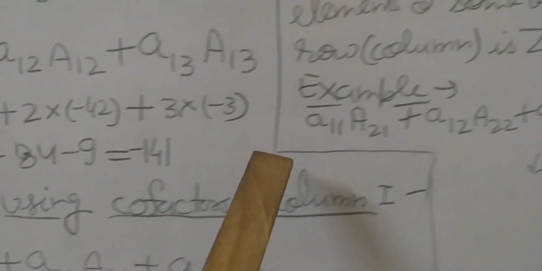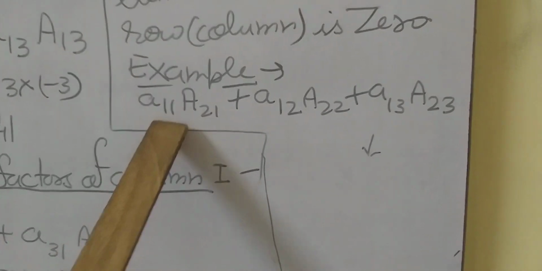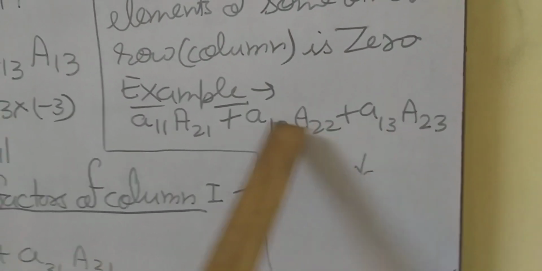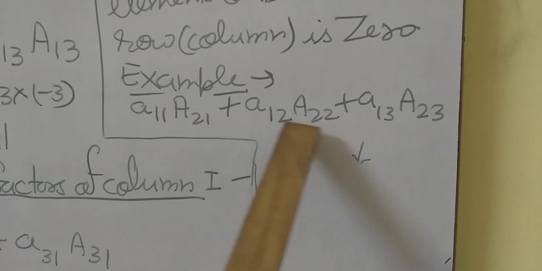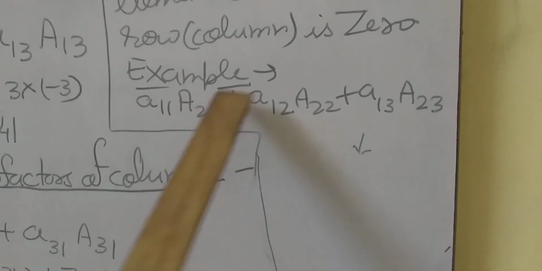And if we use the elements of any row or column with the cofactors of another row or column, then we always get 0.